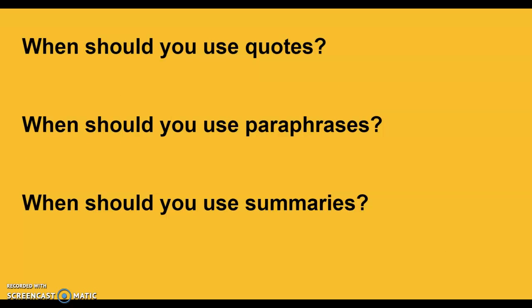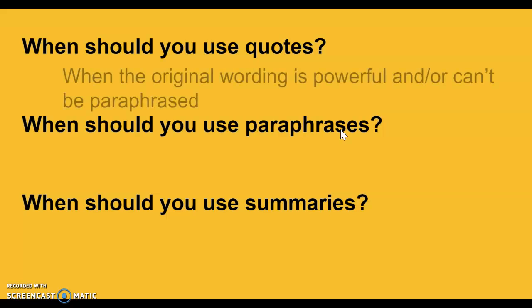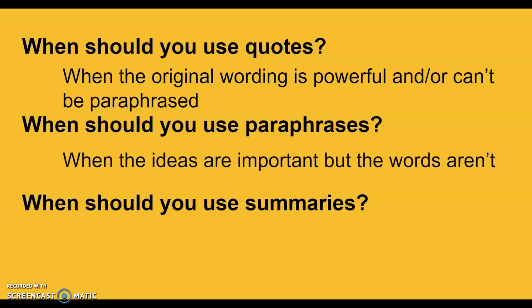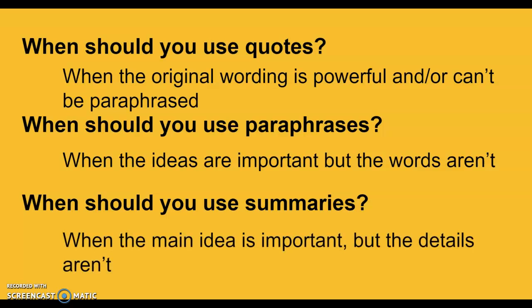So when should you use each of these? Use quotes when the original wording is powerful and or can't be paraphrased. Sometimes students will find a list of things and can't paraphrase it well. That would be a good choice for quoting then. You should use paraphrases when the ideas are really important, but the exact wording is not, and use a summary when the main idea is important, but the details aren't.